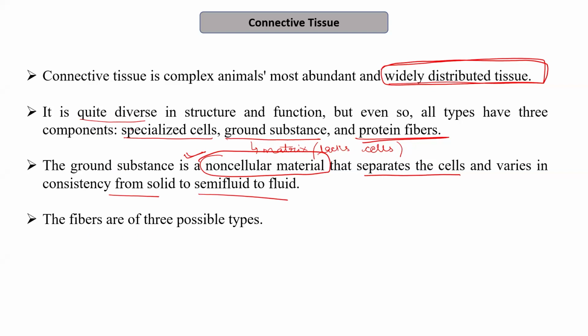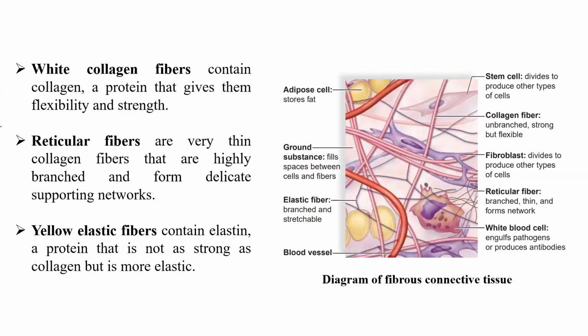Next, we will discuss the types of specialized cells when we discuss the types of connective tissue. So every connective tissue has some specialized cells, and the fibers present in the connective tissue can be of three possible types. It can be white collagen fiber, reticular fiber, or yellow elastic fiber. So what is the function of each of these protein fibers, and how are they arranged?